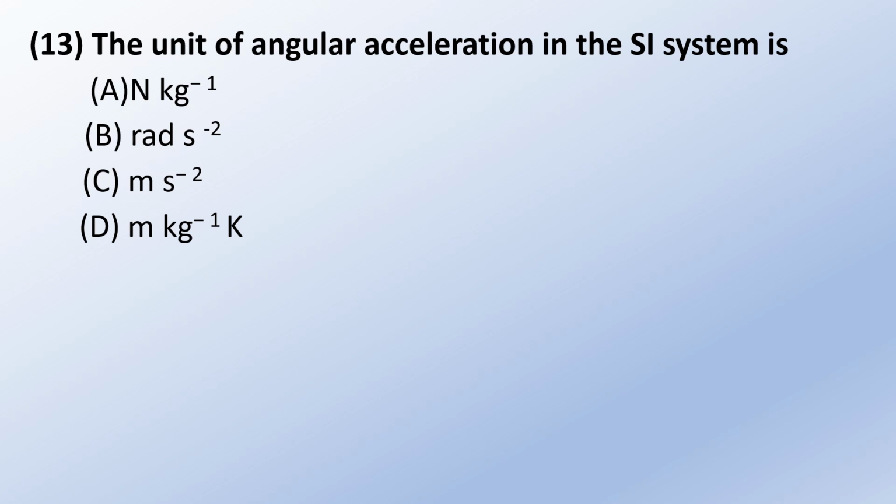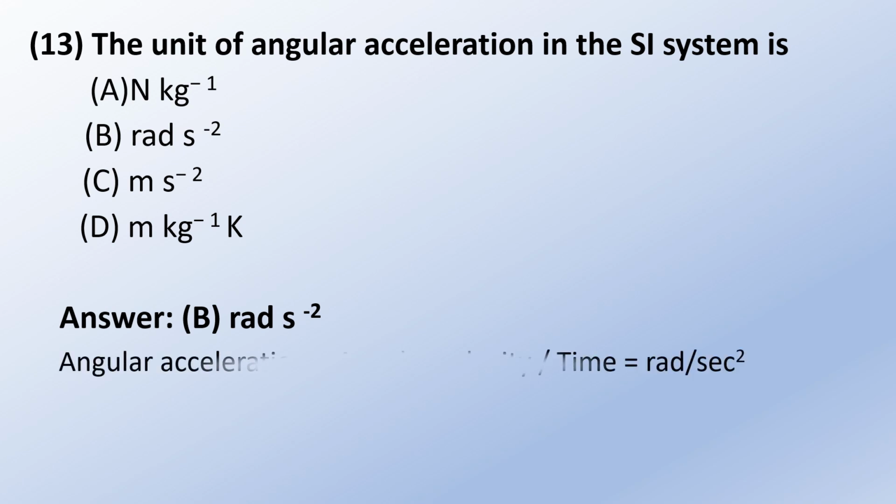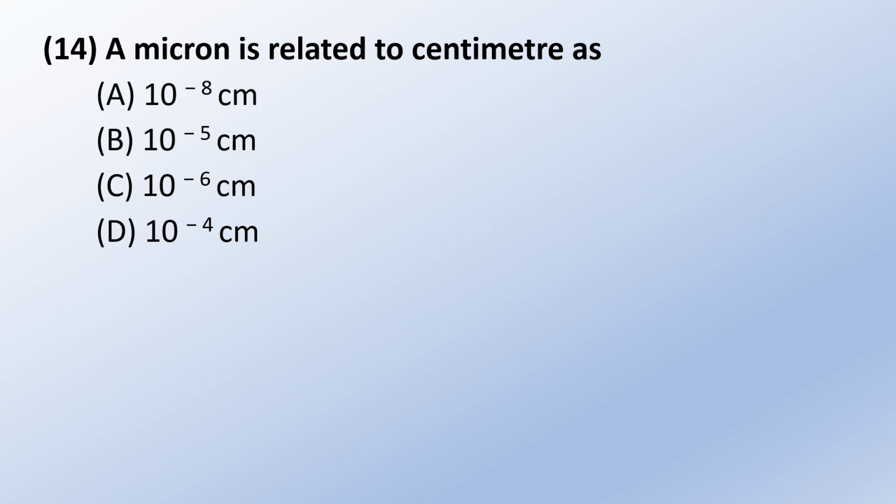13. The unit of angular acceleration in the SI system is A. Newton per kg, B. Radian per square second, C. Meter per square second, D. Meter per kg Kelvin. Answer: B. Radian per square second. Angular acceleration is equal to angular velocity divided by time, which is equal to radian per square second.